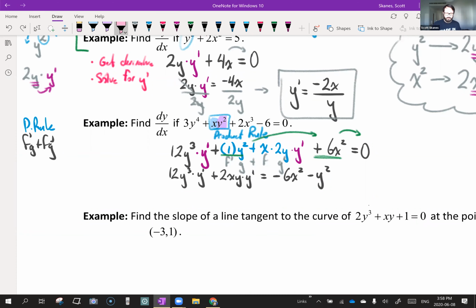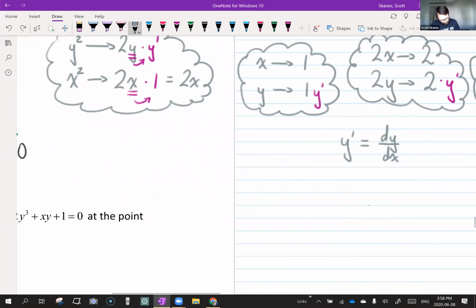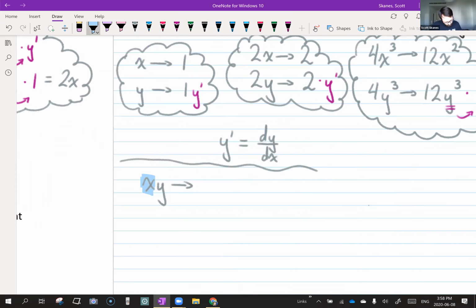And Ibrahim, you said, please repeat for xy. So I'll go over here. Let's just say I had xy, and I wanted to get the derivative of this. Okay? First function, second function. Do the product rule. The derivative of the first one is 1 times the second one plus the first one times the derivative of the second one, y prime. So this would be our product rule.